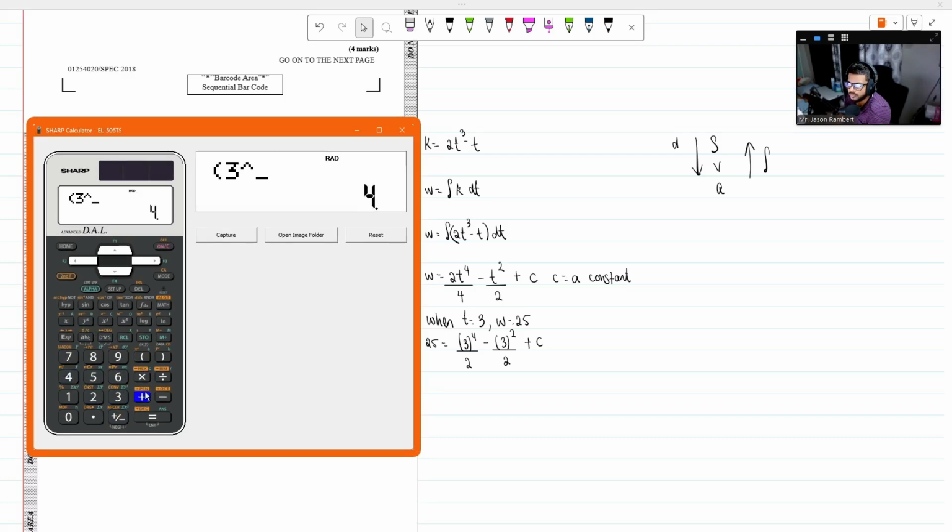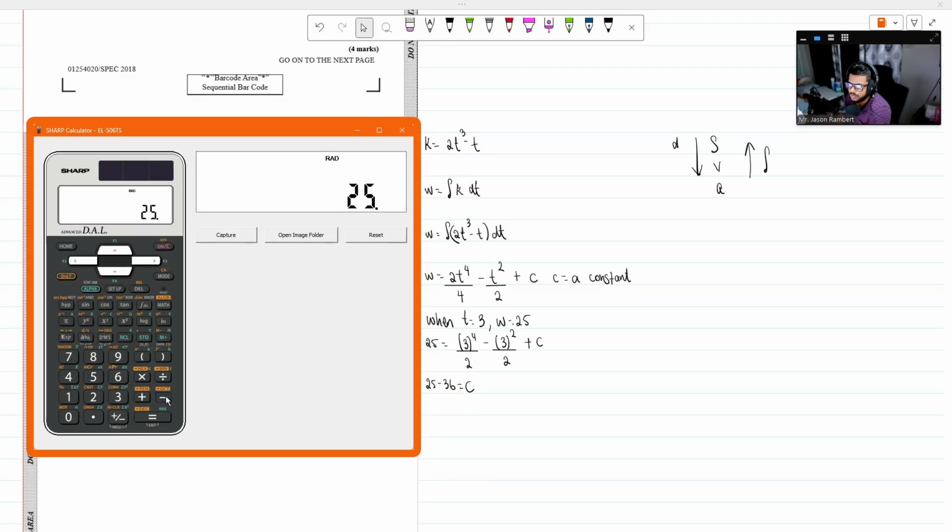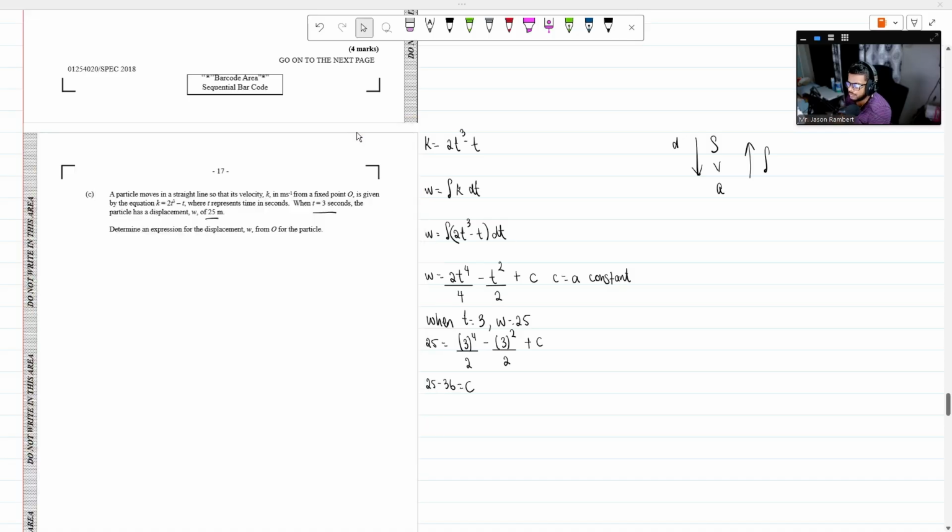3 to the power 4 divided by 2. Alright, so divided by 2 is 40.5. Take away, that is 9 on 2. I get 36. When I move the 36 across, it becomes minus 36. So 25 minus 36 is equal to C. I like to double check. So 25 take away 36 is equal to minus 11. So C is equal to minus 11.